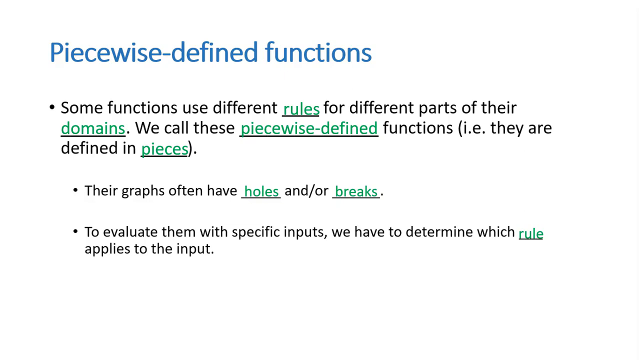If that were the case, then we have something that's not a function. Remember, we defined a function as something for which every input has exactly one output. So if there were a possibility that we could plug something in and get two different outputs from it, that by definition is not a function. So for every specific input, we determine which rule applies based on criteria that were given for the function.